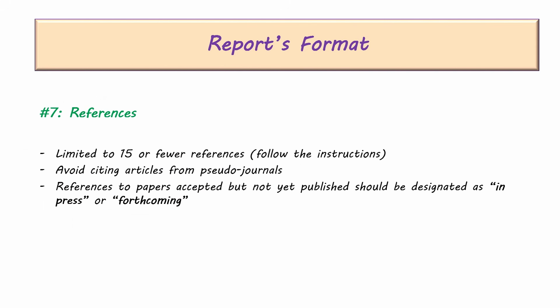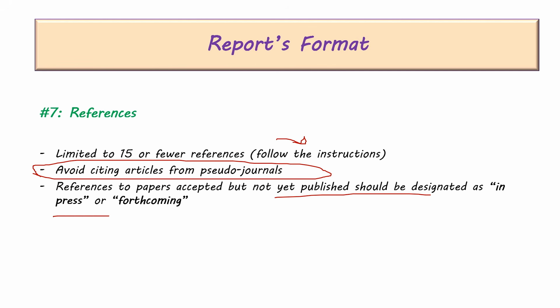These references, as we said, could be limited to 10 references or so, depending on the instructions. Always avoid citing articles from pseudo journals. Never ever cite any pseudo journals, and we'll talk about that. If you want to cite an accepted paper that is not yet published, you can cite it, but always add between brackets "in press" or "forthcoming," indicating that this paper is accepted, however not yet published.